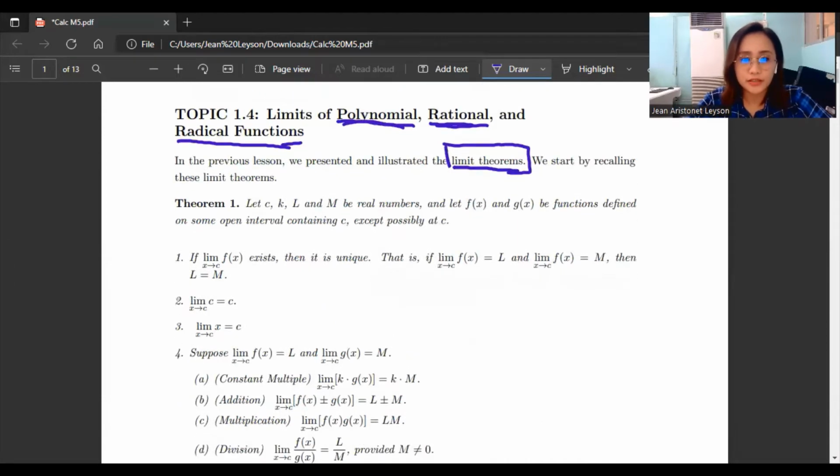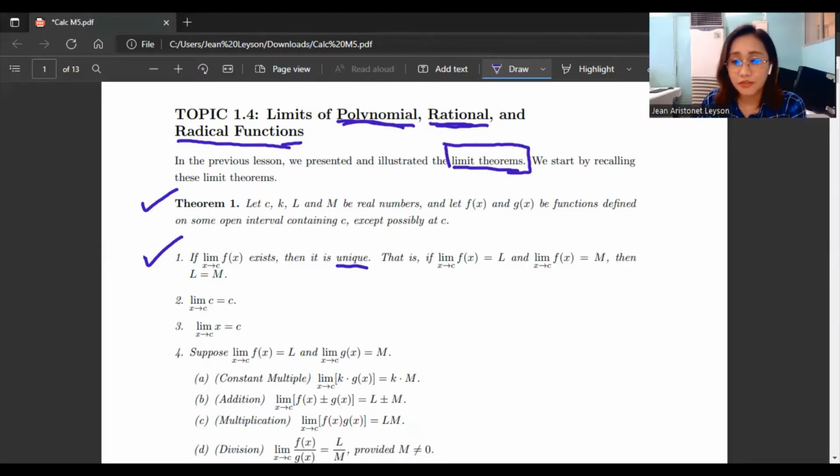Theorem 1: let c, k, L, and M be real numbers, and let f of x and g of x be functions defined on some interval containing c, except possibly at c, because as we have discussed before, our function is approaching c, but not exactly c. The first one: if the limit of f of x as x approaches c exists, then it is unique. Unique in the sense that there is only one limit to a certain function.